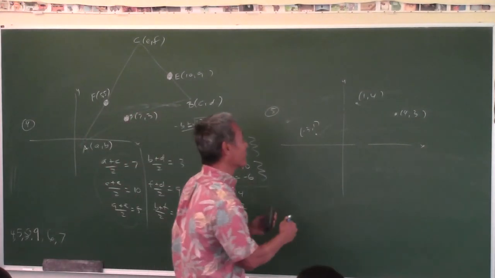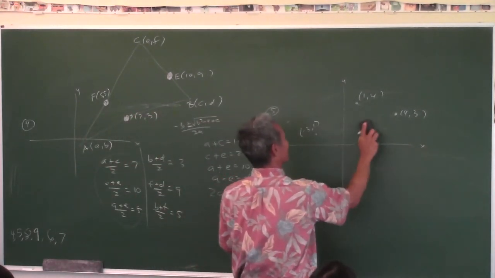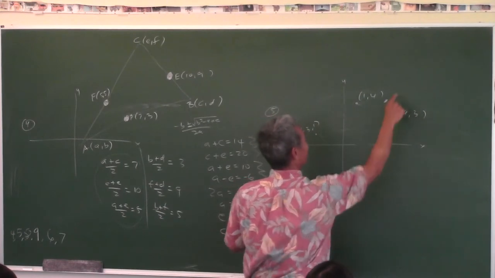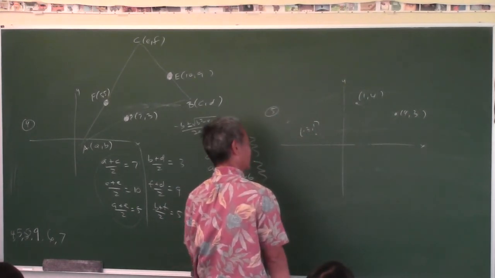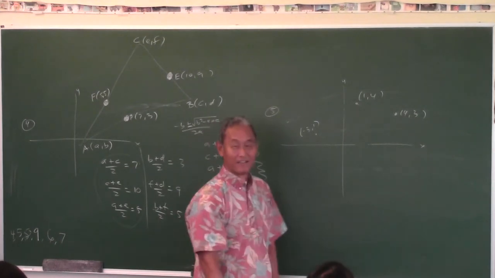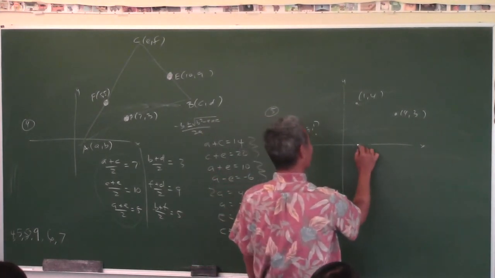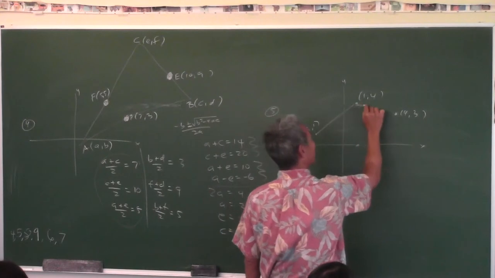So I will do one of them for you. Which one do you want me to do? Here, pick one. A, B, or C? A. So it's going to be somewhere over here. Doesn't it? So here's a parallelogram.